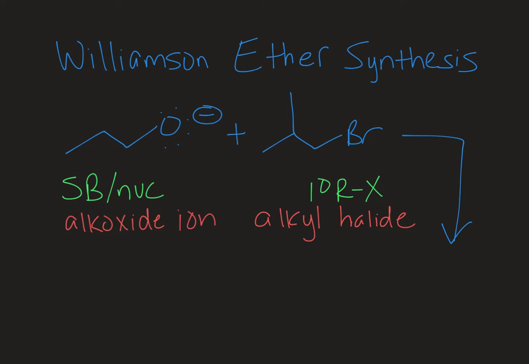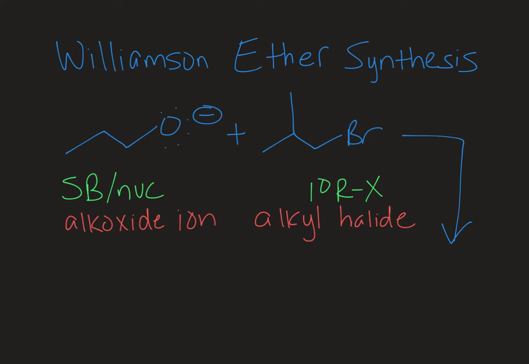Here I have the alkoxide ion on the left. That is going to act as a nucleophile in the Williamson Ether Synthesis, but it can also compete as a base, and so that's why the hindrance of our substrate comes into play, the substrate being the alkyl halide. When you have a primary alkyl halide, like the one we have here on the right, you're going to get an SN2 style nucleophilic attack.